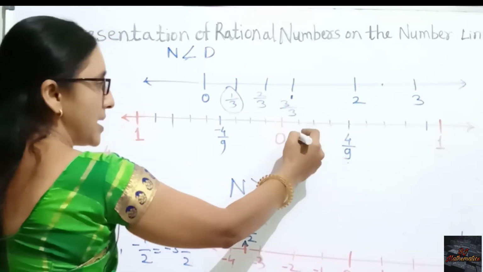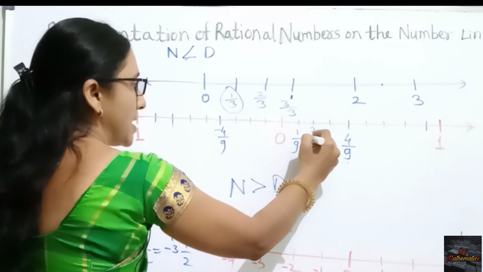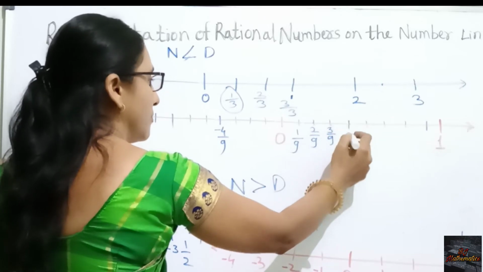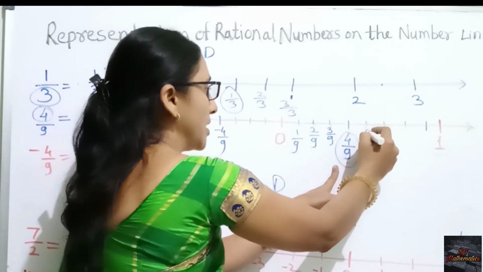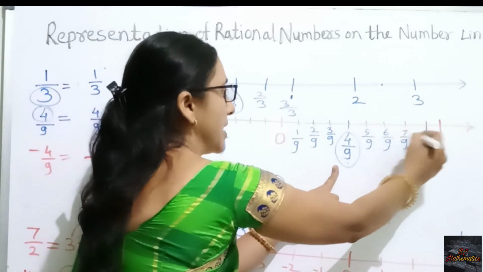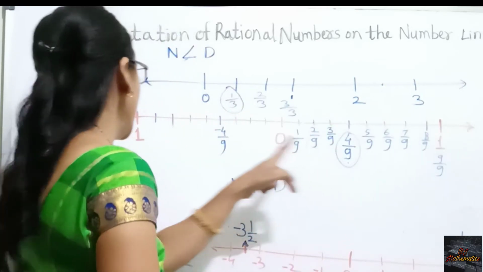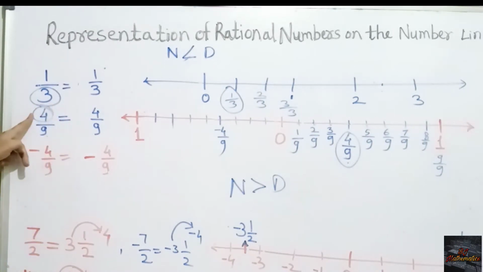The first marking is 1 by 9, the second marking 2 by 9, on the third marking 3 by 9, on the fourth marking 4 by 9, on the fifth marking 5 by 9, here 6 by 9, 7 by 9, 8 by 9, and here 9 by 9 means 1. But we want 4 by 9, which means the fourth marking after 0 is 4 by 9.